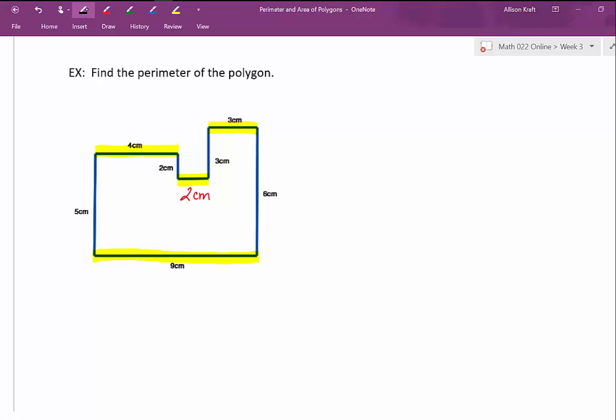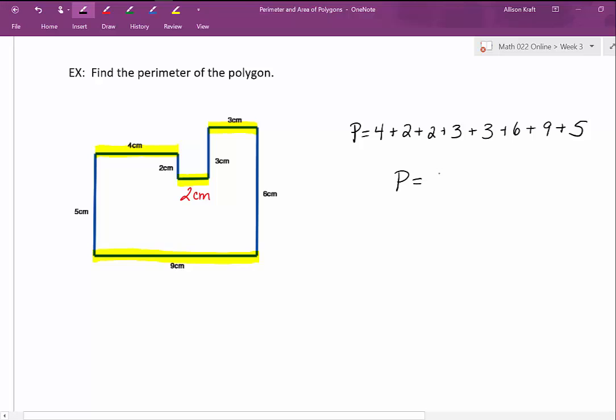Now to find the perimeter, I just need to add up all the sides. I'm going to start on the top left. 4 plus 2 plus 2 plus 3 plus 3 plus 6 plus 9 plus 5. Adding up all those numbers, we get the perimeter to be 34, and again, don't forget your unit, centimeters.